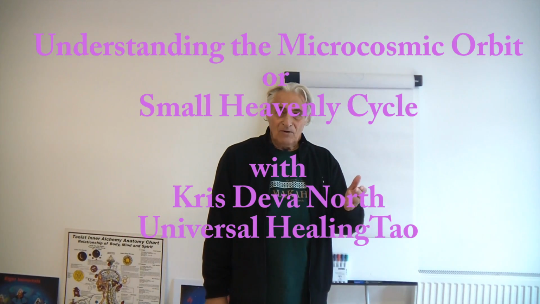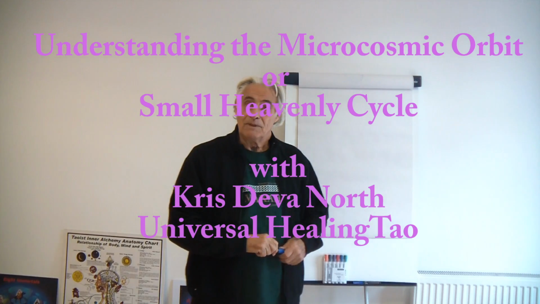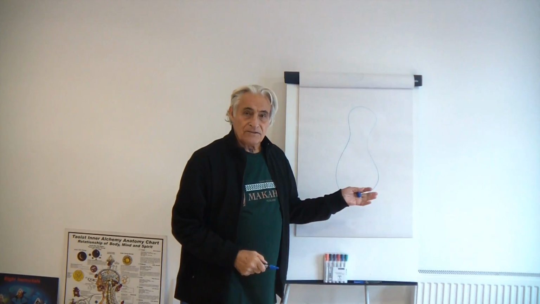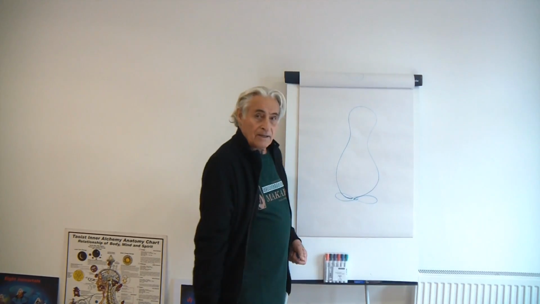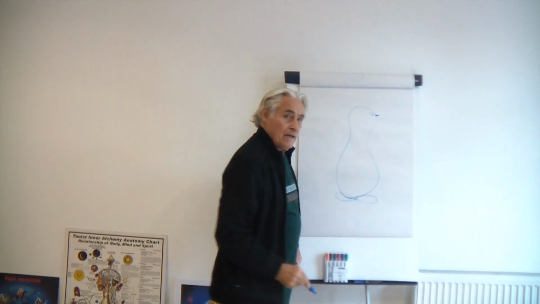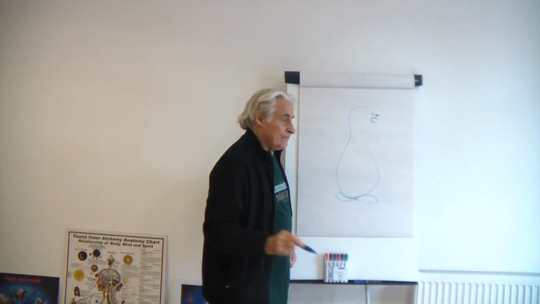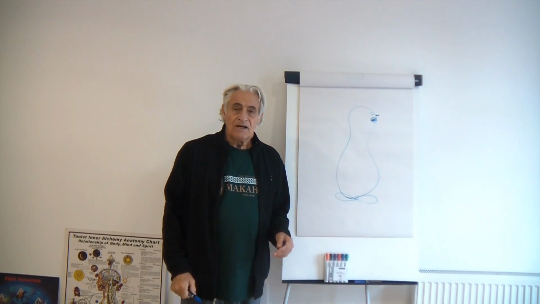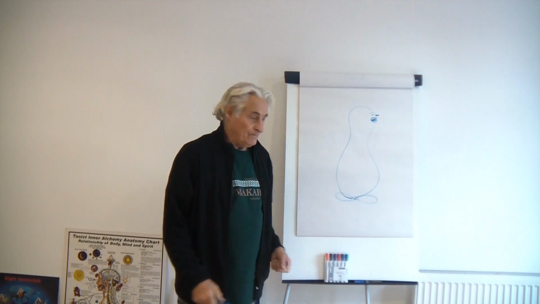Hello, the microcosmic orbit is what we're going to be talking about now. We start off with the concept of the human being. You may recognize this creature. It has feet, it has a nose, an eye, a mouth with a tongue, and it also has various energy channels, meridian lines that run through the whole thing.